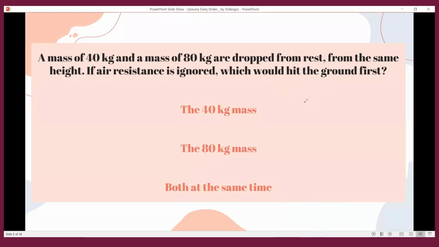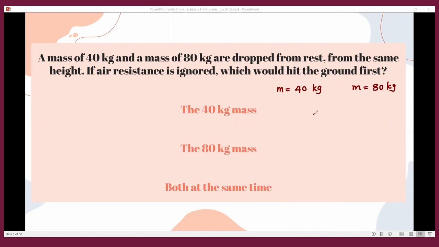A mass of 40 kg and a mass of 80 kg. So we have got two objects this time, both having different masses. If air resistance is ignored, which would hit the ground first?